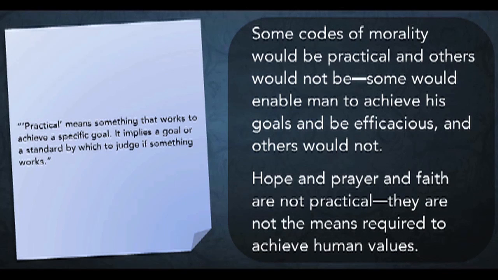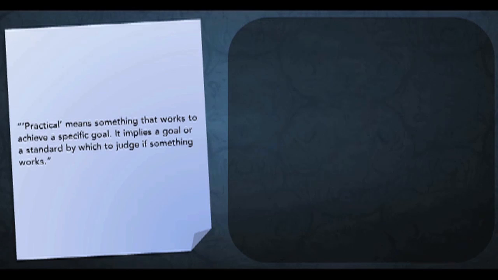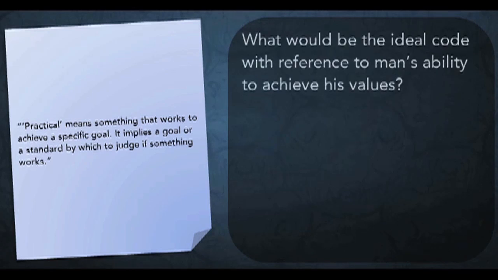And I'm not going to go through the whole of objectivism here, but what I want you to see is practicality is a broader term. And then different codes of ethics would have to establish their credentials with regard to practicality by whether they do or don't advocate those policies that enable man actually to achieve values, you see. Now, what would be the ideal code in this regard with reference to man's ability to achieve his values?